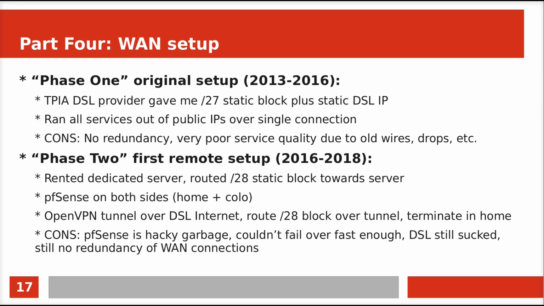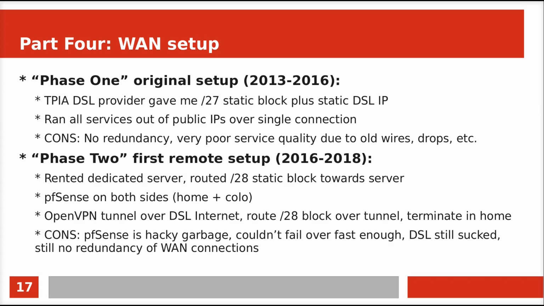Now, the cons of this setup were mostly around pfSense being hacky garbage. It has a lot in common with Proxmox. I'll leave that there. But if you've ever looked at the pfSense code, you'll know that it's a bunch of PHP that regenerates configurations every time you click a button, and it's absolutely absurd how it works. And I ran into a problem where basically nothing could fail over fast enough. It would take like 30 seconds for it to detect that my WAN went down, and then another 30 seconds to fail over, and crazy stuff like that. And it's like, this is absurd.